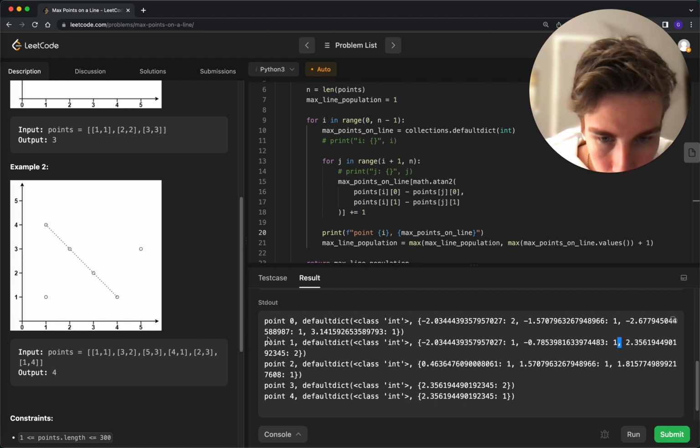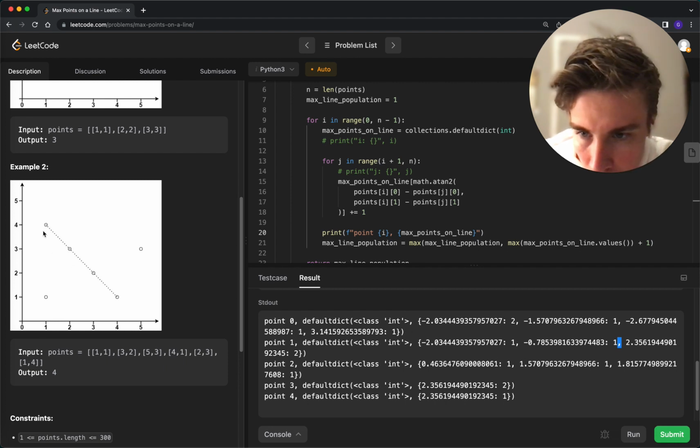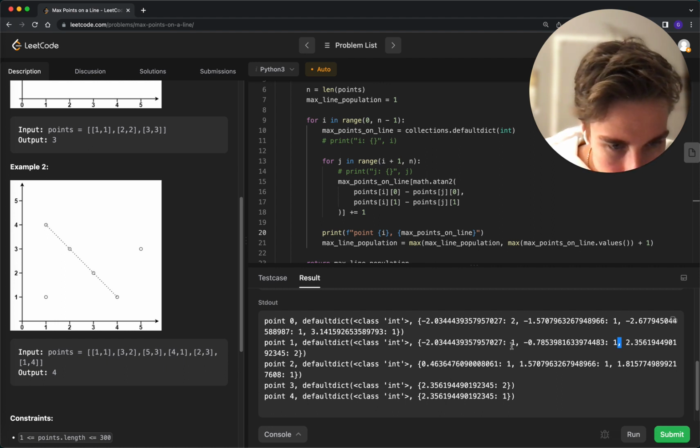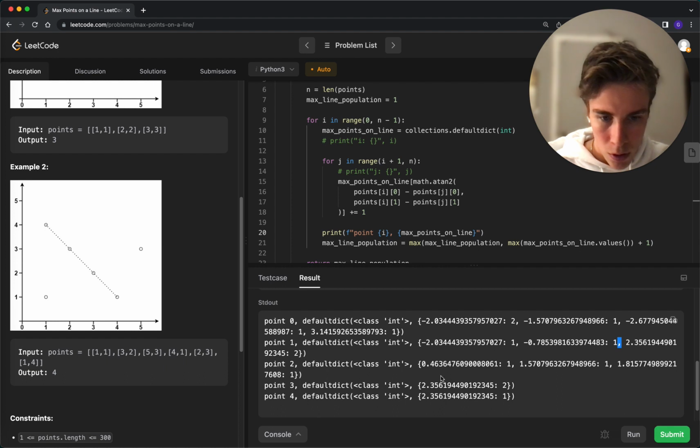One, two, three, four. One, two, three, four, five. This one has one, two, three, four. One, two, three.